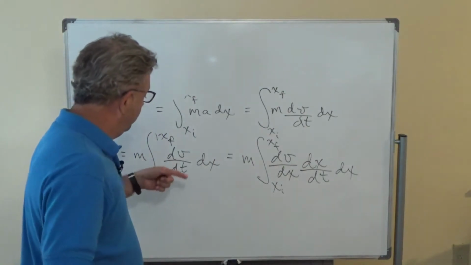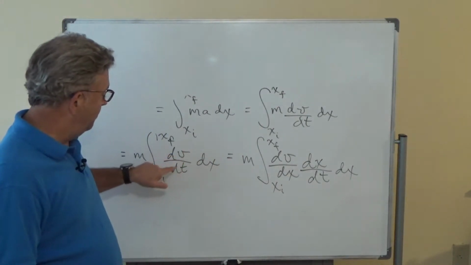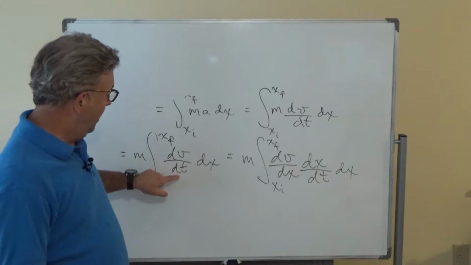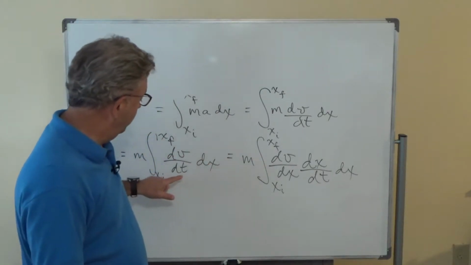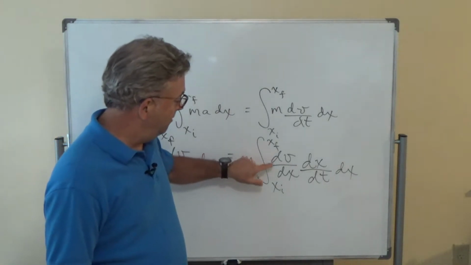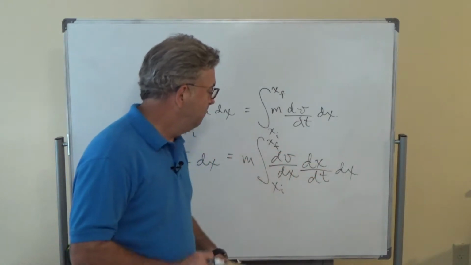So this is just like you would do with the chain rule. If v is a function of x and you differentiate with respect to t, then you have dv dx, dx dt.